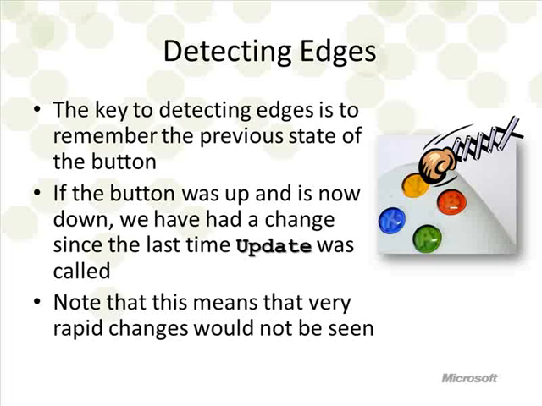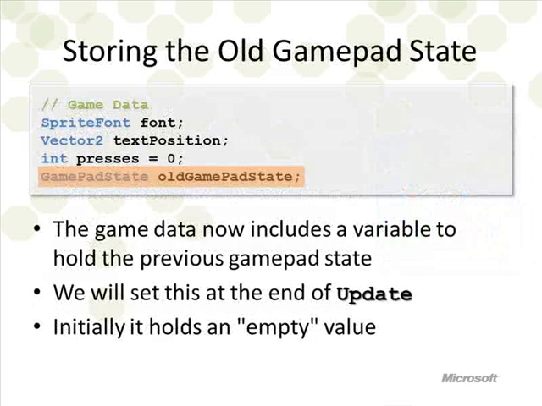That means that anyone that claims that they can press a button up and down more than 60 times a second is lying, because there's absolutely no way that our software or any XNA game software could easily detect that. Okay, so rapid changes can't be detected. Fortunately, you can't do that mechanically, and so we're okay with this. All right.